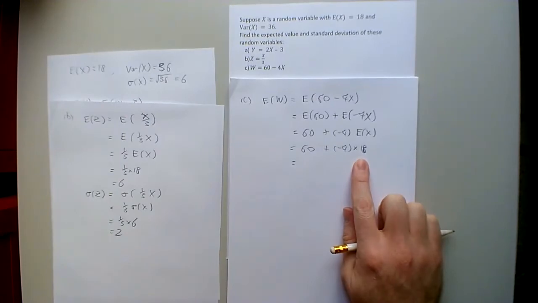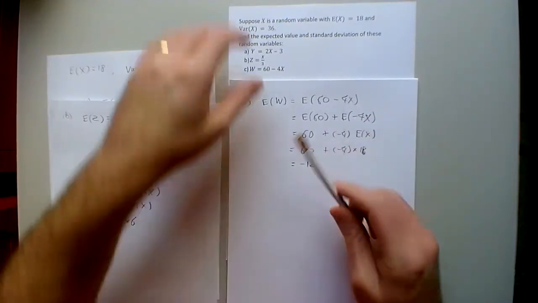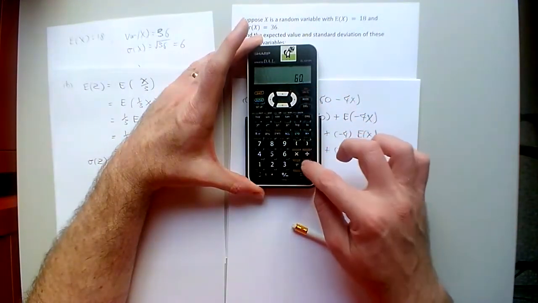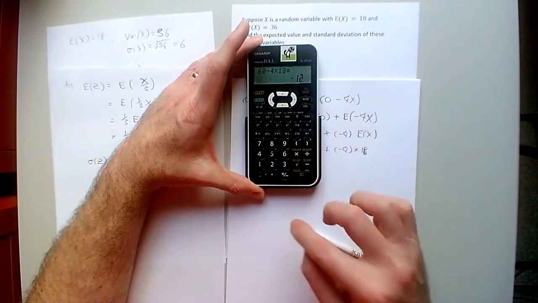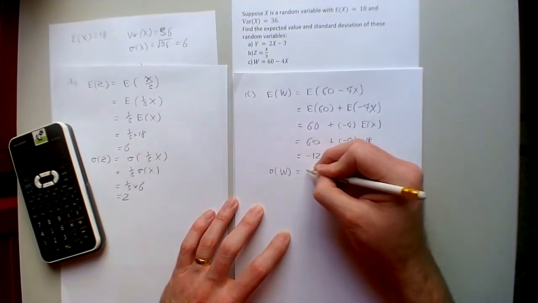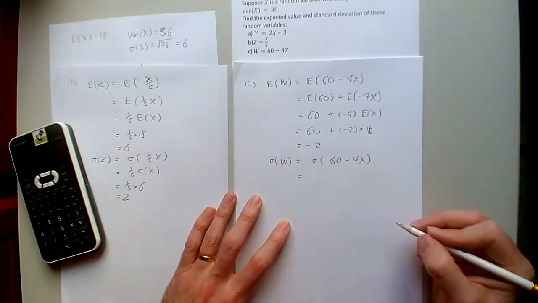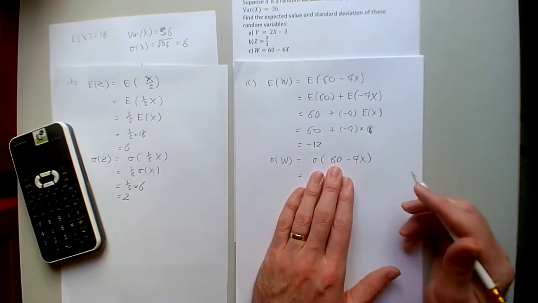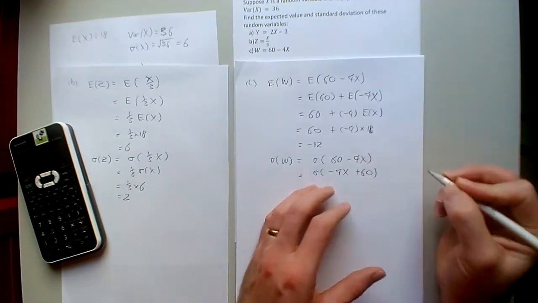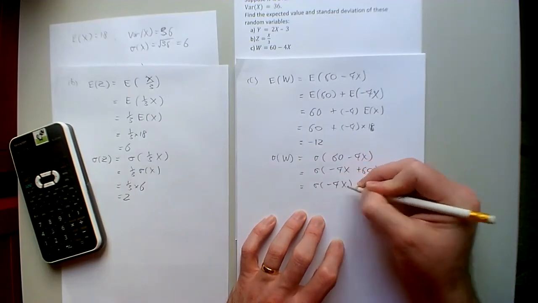Well, 4 times 18 would be 3 times 6, so that's minus 12 times 6, and that's 10 times 6, so it should be minus 12. Just going to check that in my calculator. 60 minus 4 times 18, it's minus 12. Okay, cool. All right, and then the standard deviation of w is the standard deviation of 60 minus 4x. Now, technically this is minus 4x then plus 60.